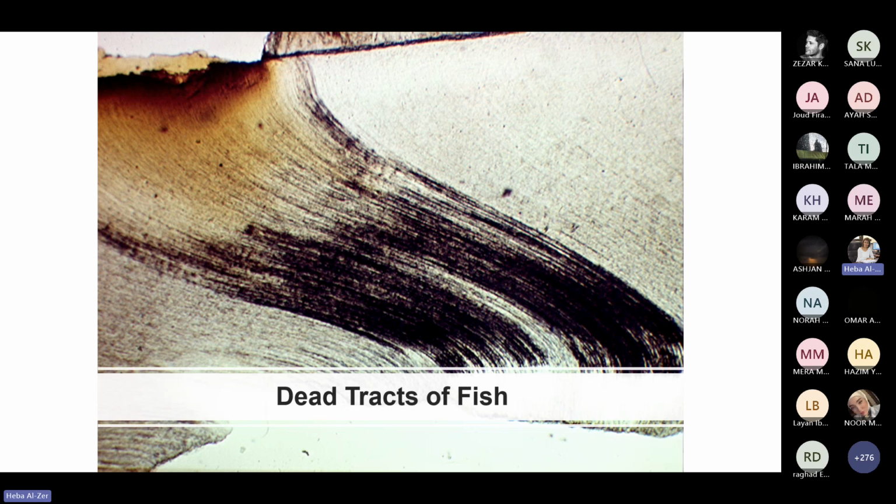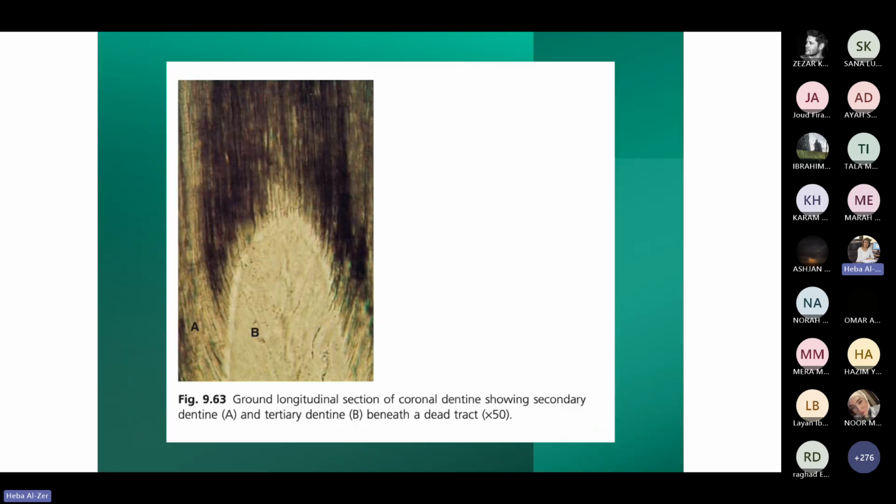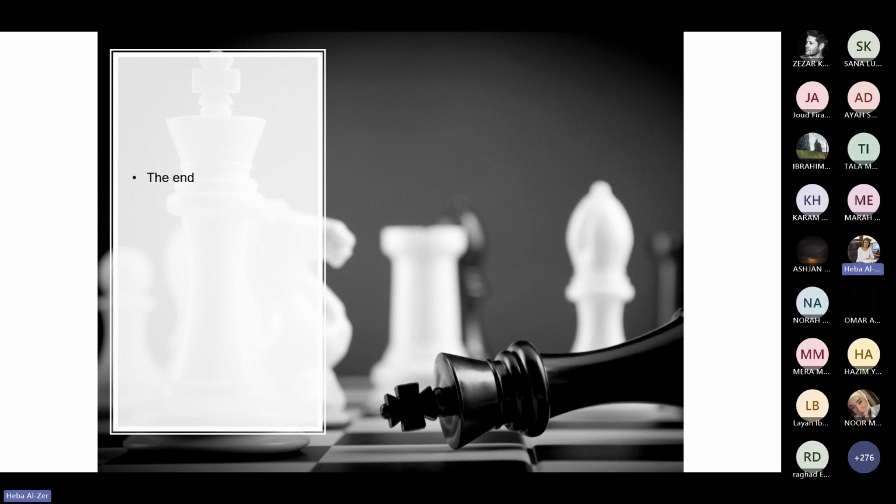Look at the big carious lesion here. Another slide showing sclerotic dentine that happened above the odontoblast, trying to occlude the tubules, and above it there is the dead tract of fish. This is all we are going to discuss today. I'm going to take your questions in a minute.